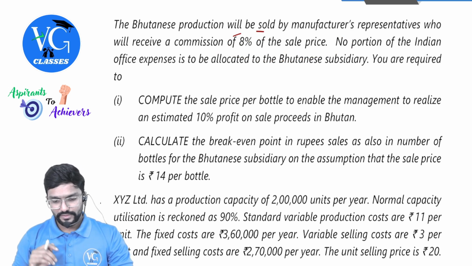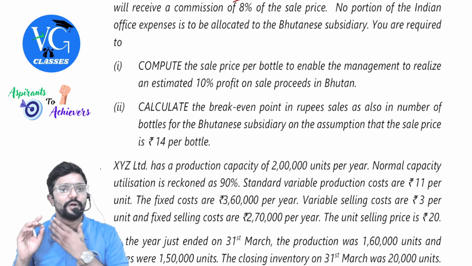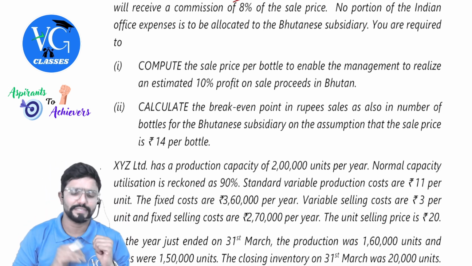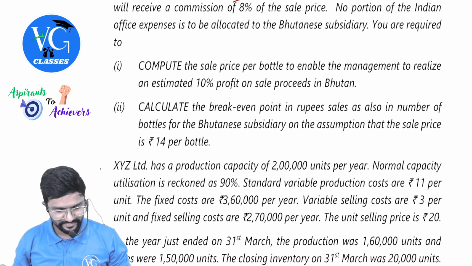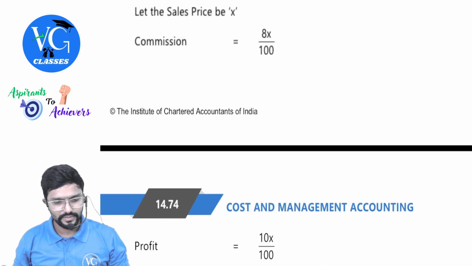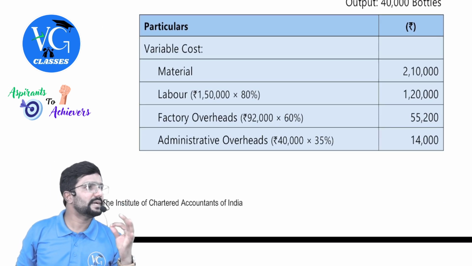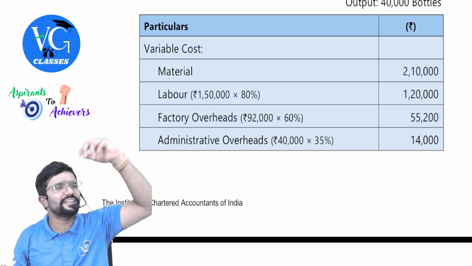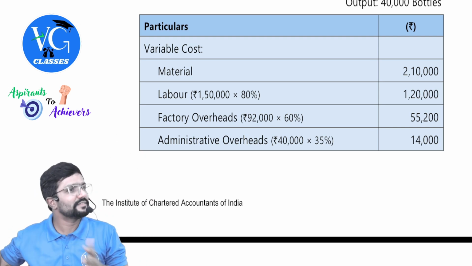Then what, sir? Calculate the break-even point in rupees of sales as also in number of bottles for the Bhutanese subsidiary, on the assumption that the selling price is 14 per bottle. Second calculation is easy. First also is easy. First, let us calculate the total cost except commission. That is our first agenda. Clear, guys? When we have done a similar kind of question, in the exam you will not waste time thinking; you will start answering.